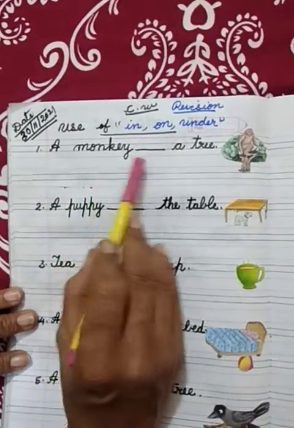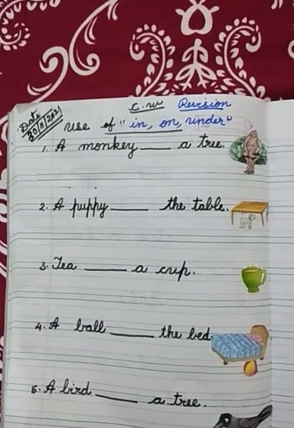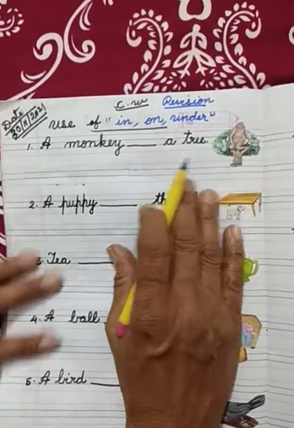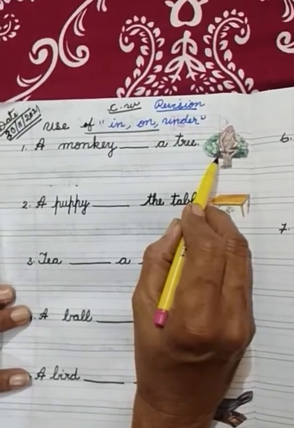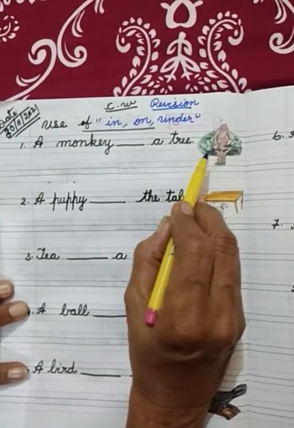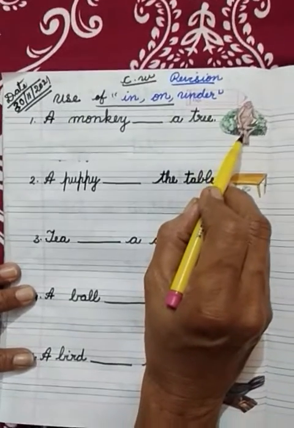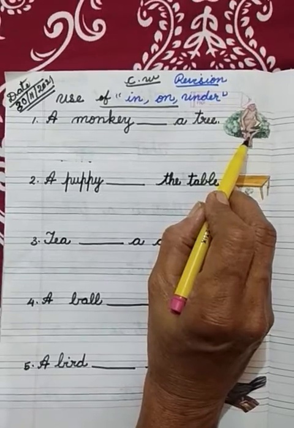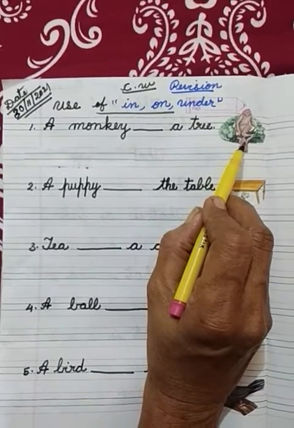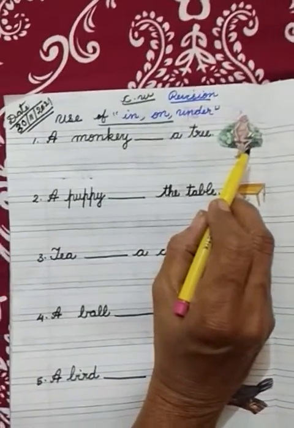Number one. A monkey dash a tree. First we will identify where is the monkey. Monkey कहाँ है? पहले हमको ये मालूम करना है monkey कहाँ है? Where is the monkey? Monkey is on a tree. Monkey पेड़ की ऊपर.